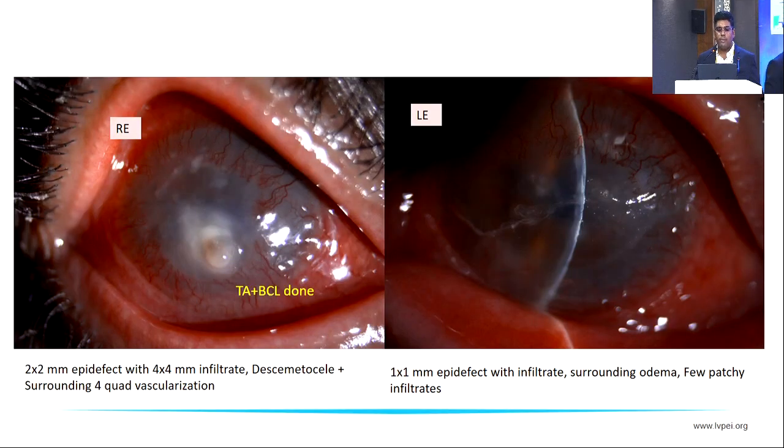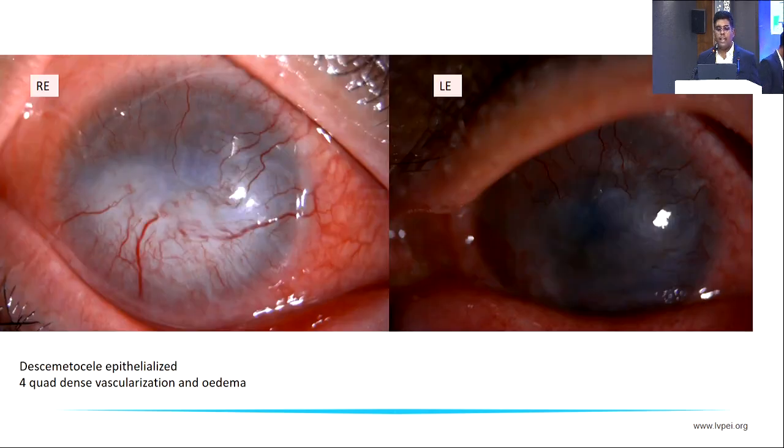On subsequent follow-up, there was consolidation of the infiltrate with a descemetocele formation, for which TA-BCL was done. And on subsequent follow-up, the descemetocele epithelized and the infiltrate healed with dense scarring and vascularization.